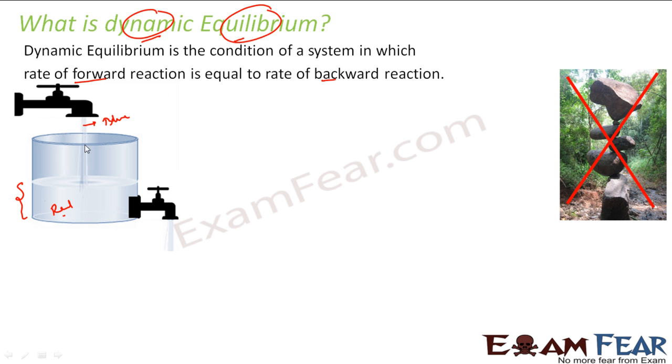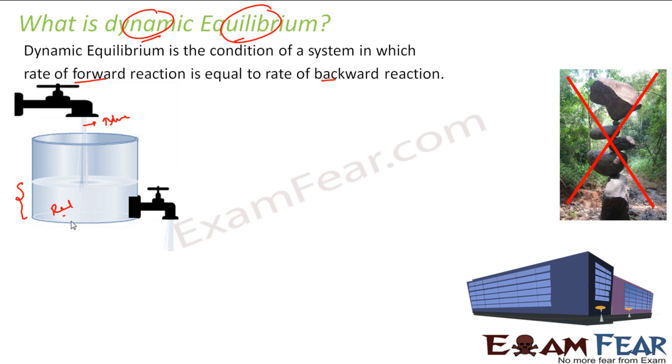It is equilibrium, it's dynamic. Water is coming in, water is going out, but it is in equilibrium. That is an example of dynamic equilibrium.